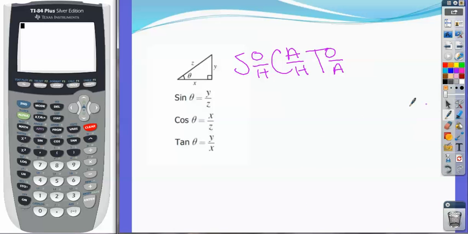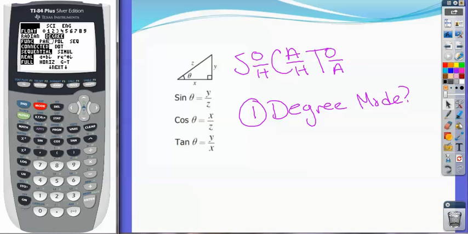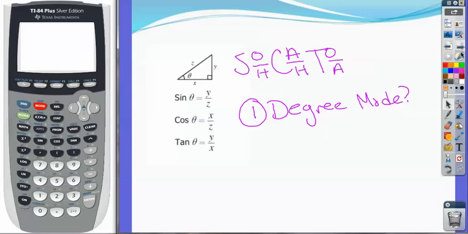Now, with this, there's a couple of other things I need to do. Number one, is my calculator in degree mode? What does that mean? I'm going to go over to this button, mode, and press it. If you look, degree is in white letters, highlighted in black, which means I am in degree mode. So I'm good to go there. The next thing I need to do is make sure that I have SOHCAHTOA written down. So let's go ahead and try a couple of problems.